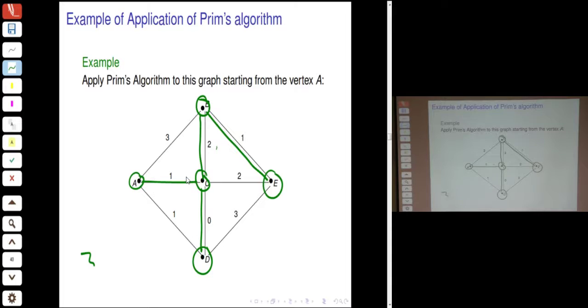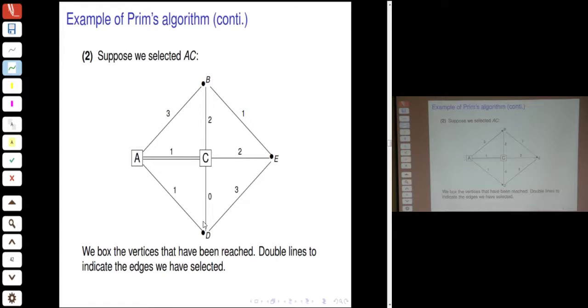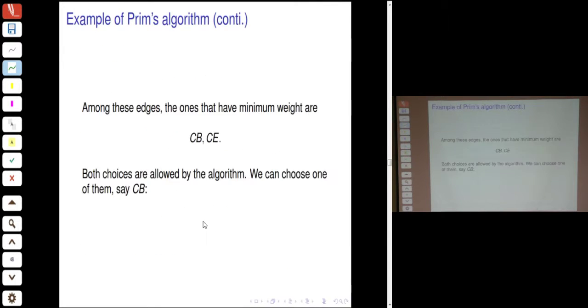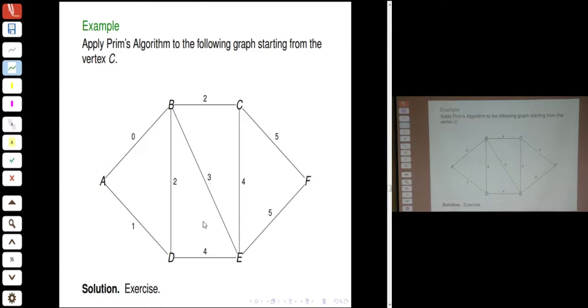We have a spanning tree. What is the total weight? 1 plus 2 plus 1 plus 0, so it's still 4. Not very surprising, right? So that's Prim's algorithm. This is simple. I think there's one more, and we have time to do one more. Okay, let's try it one more time.